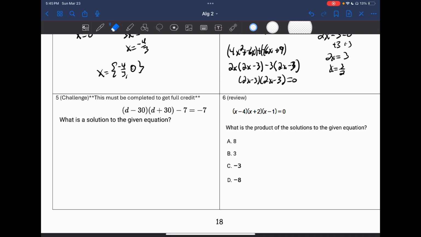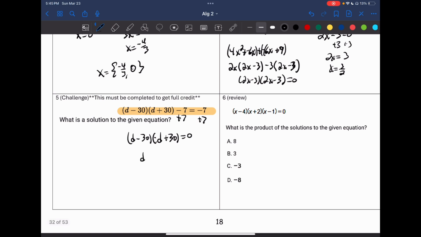Now let's look at the SAT questions. Here we have an equation. d minus 30 times d plus 30 minus 7 is equal to negative 7. If we think about how can we get something in factored form equal to 0? Well, what if we just add 7 to both sides, right? Then we get d minus 30 times d plus 30 is equal to 0.